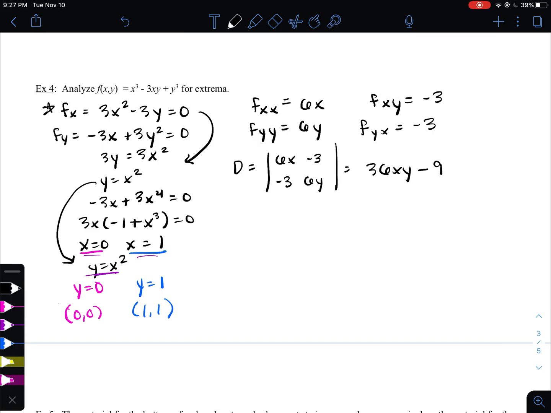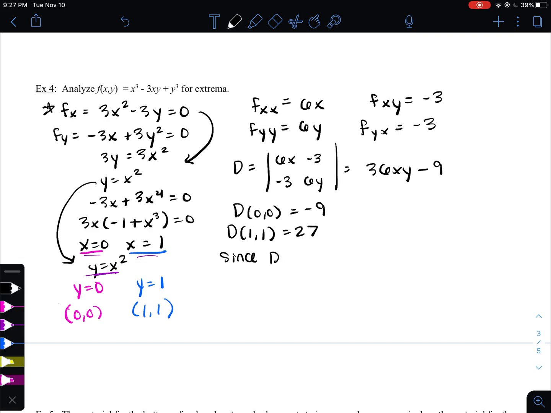Now, I've got a generic formula. Now I can plug in my critical points. So the discriminant for 0, 0 is negative 9. The discriminant for 1, 1 is 27. And I don't really need to know the exact numbers. I just need to know whether it's going to be positive or negative. So let's write a final statement.